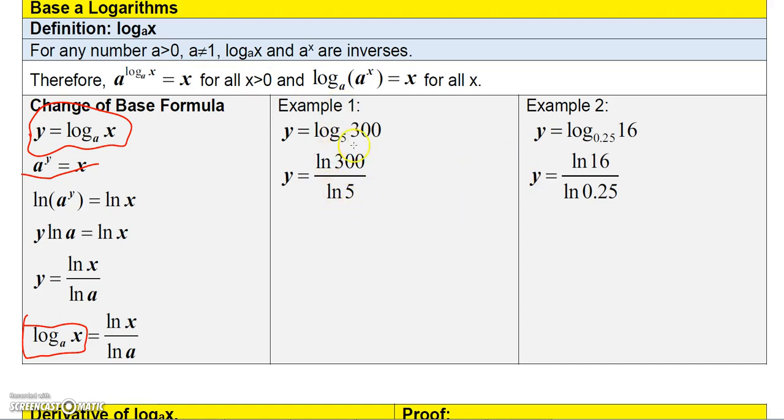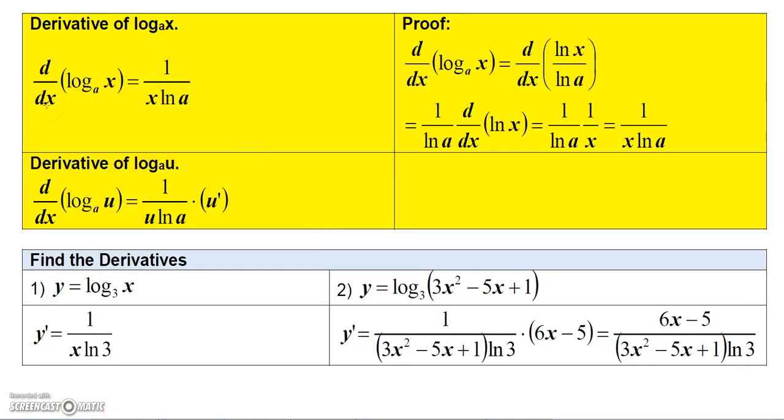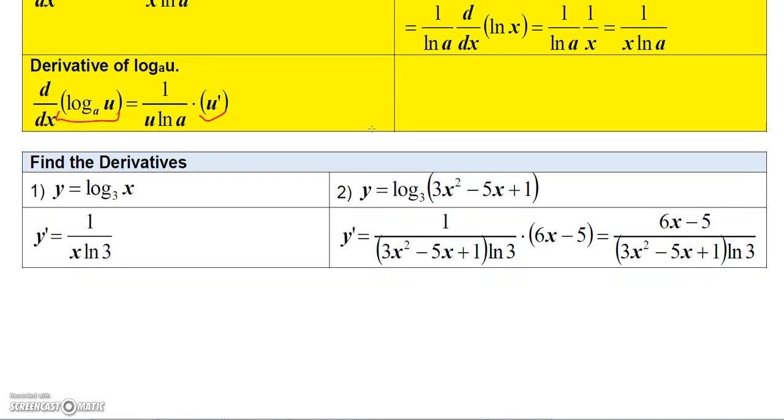And then you can look at example 2 on your own and see that I basically did the same thing on that one. Okay, so if you wanted to take the derivative of log of x base a, that would be 1 over x times the natural log of a. But if you wanted to take the derivative of log of u base a, where u is a function of x, then that would be 1 over u times natural log of a, and then you would have to multiply by u prime or du over dx. You can look at the proof there, but I'm not going to take the time to go over the proof.